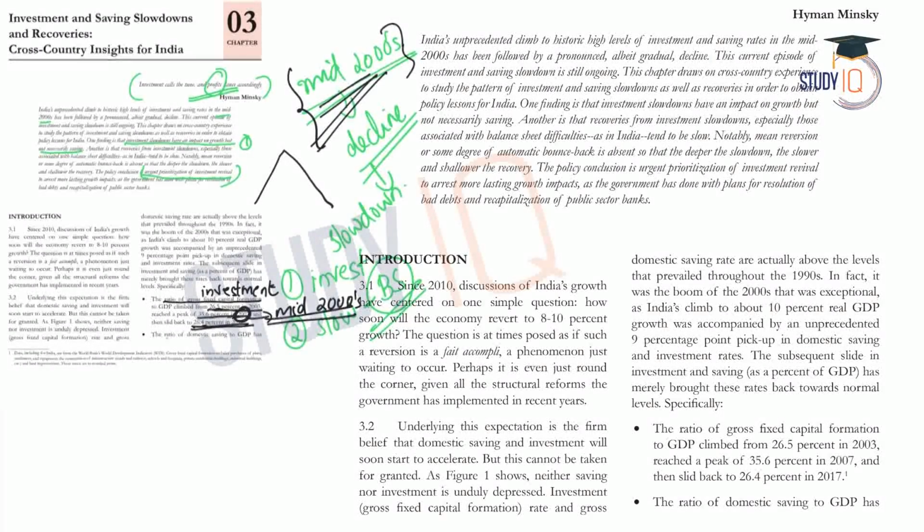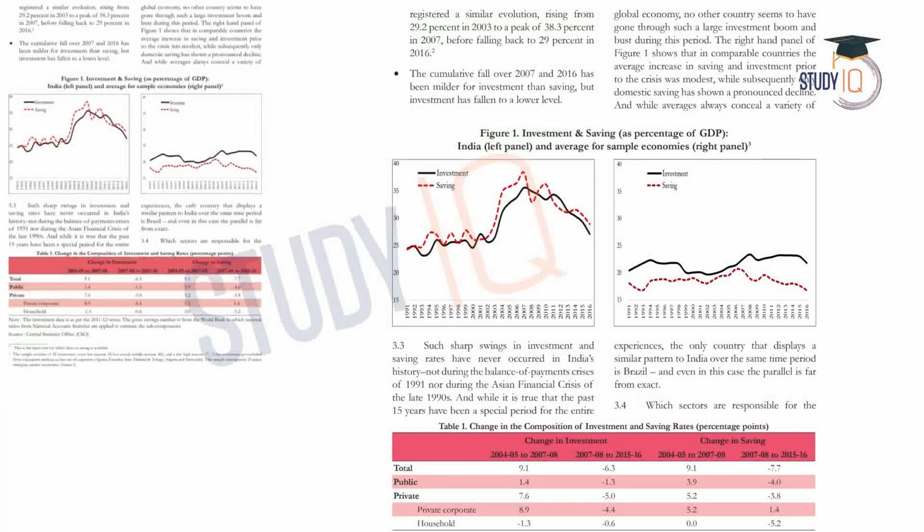Again, if we look at the ratio of domestic savings to GDP, it has risen from 29.2% in 2003. In 2003, it was normal or less, and a peak of 38.3% in 2007. In 2007, it had a rise and again fell back in the year 2016. So here also we will see the graph like this. This is the statistics, and the only country that displays a similar pattern to India over the same period is Brazil. We can say that Brazil and India experienced the same pattern, with regard to growth as well as slowdown.